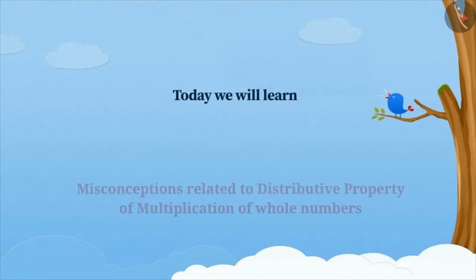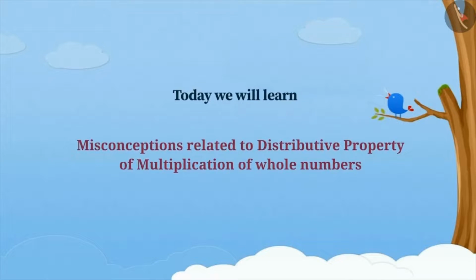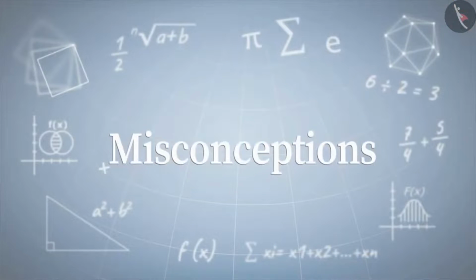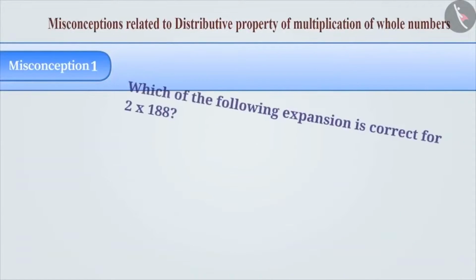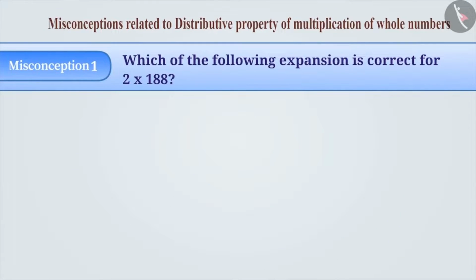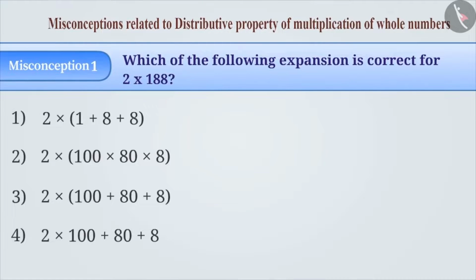Today, we will see some misconceptions related to distributive property of multiplication of whole numbers. Misconception 1. Which of the following expansion is correct for 2 into 188?